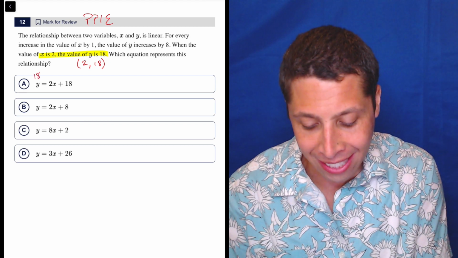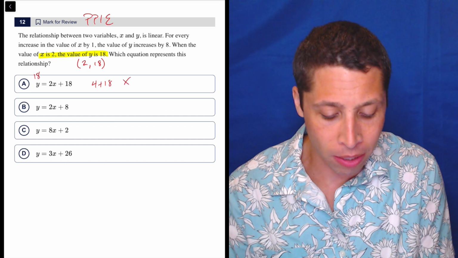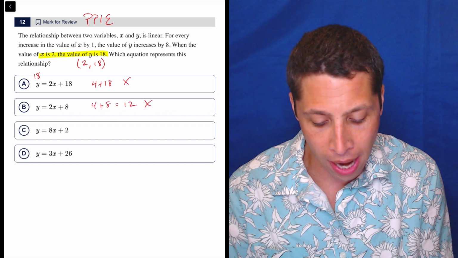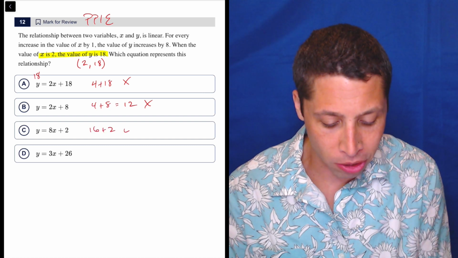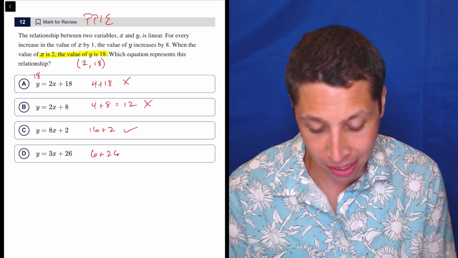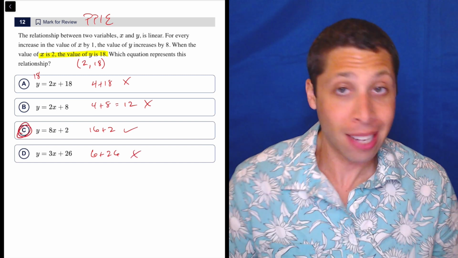Basically, we're looking for 18 to be the value of y when we plug in 2. So this would be 4 plus 18, right? That's not 18. This would be 4 plus 8. That's 12, so that doesn't work either. This would be 16 plus 2. That works, but let's make sure. And then this would be 6 plus 26. Doesn't work either. So I don't even know where these other answers come from. But yeah, C is it.